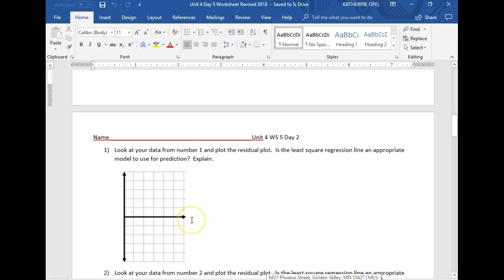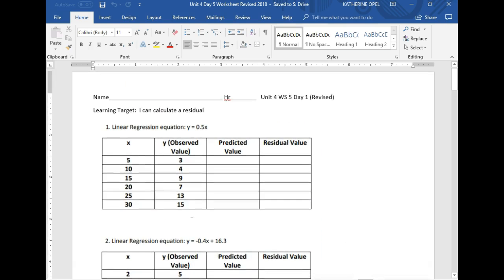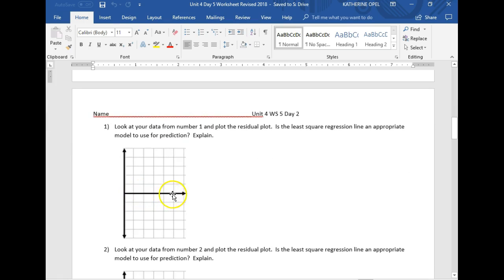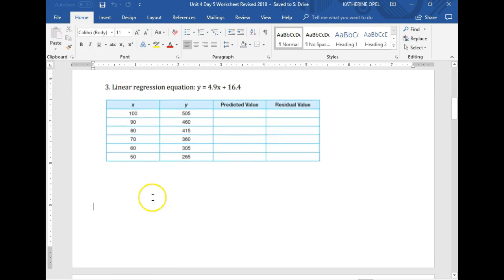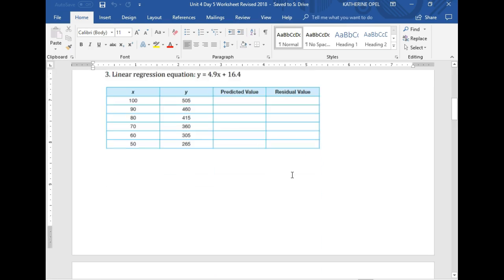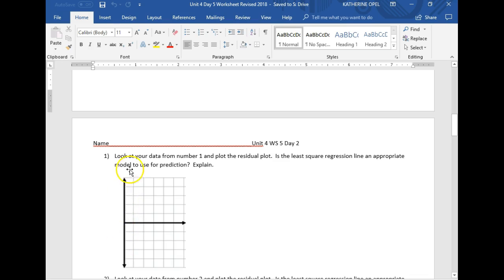on your x-axis, this is going to be the x data from number 1. So 5, 10, 15, 20, 25, 30, okay? On the y-axis is going to be our residuals. So for example, our first residual was 3 minus 2.5, so that's 0.5. Our next one was 4 minus 5, that's -1. So you're going to want to figure out what your scale should be based on your residuals. So the first one is 0.5, 1, 1.5, 2, 2.5. -0.5, -1, -2.5, and so on and so forth.